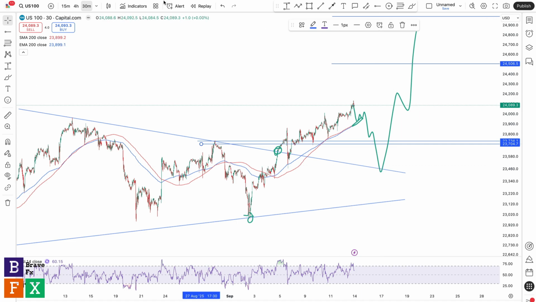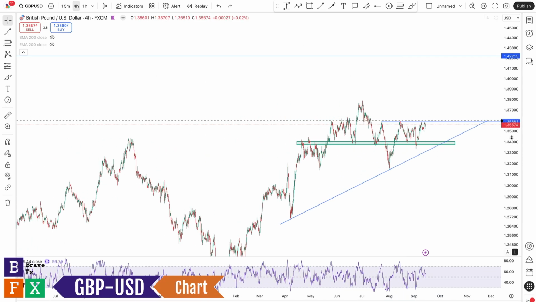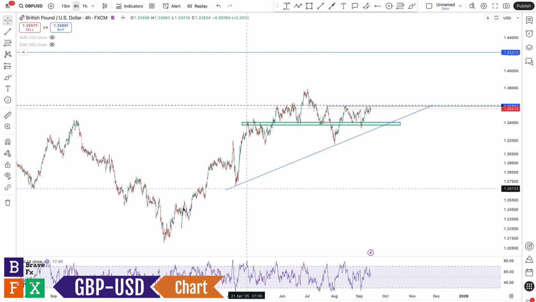Moving on, we're talking about GBP-USD. So GBP-USD, it's a no-brainer, still in a very solid bullish trend. You see over here, higher highs, higher lows. We just nabbed this area of support.